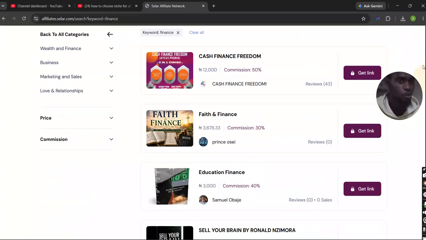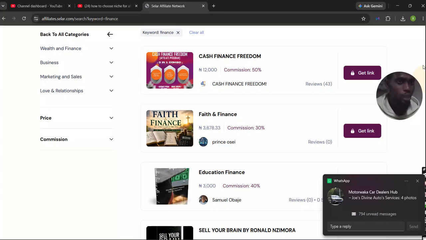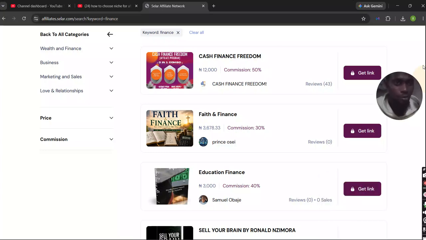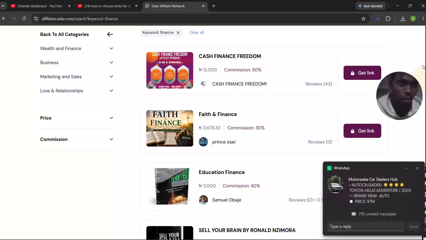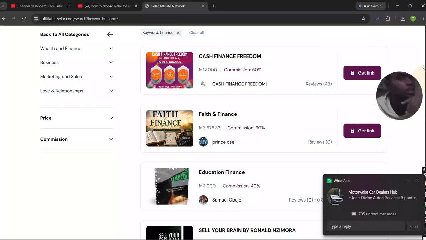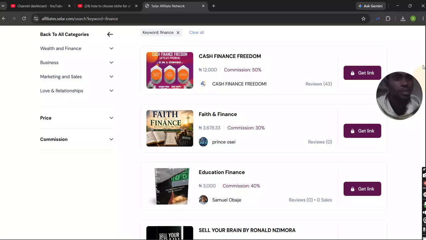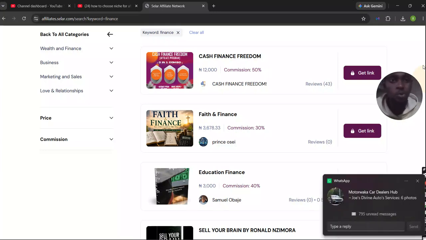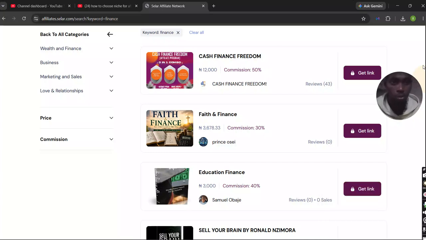You see that the first product we saw had a price that is not really that encouraging, right? But the first one you see here, cash finance freedom, is about $13 or so, and you are getting 50% commission. Now just look at that, and look at the reviews. This product has about 43 reviews already, which gives you a possibility of how much people are looking for a product like this, and how you can use the reviews to convince them to buy this particular product. So this is another thing that you have to look at.